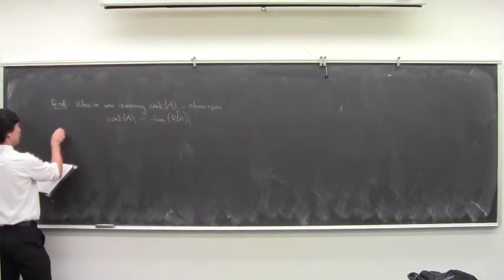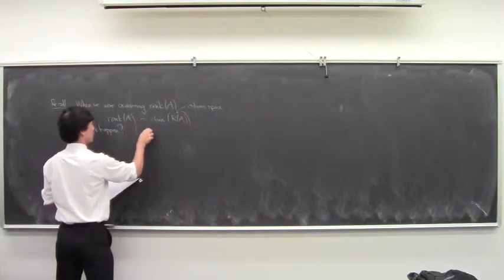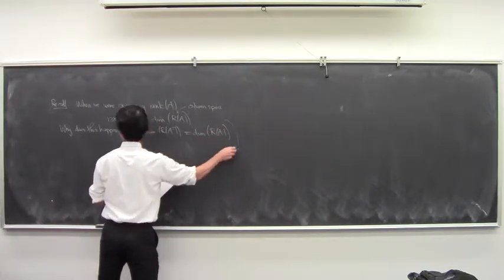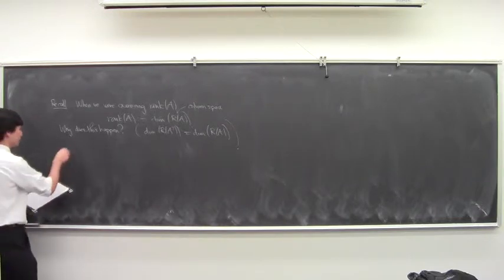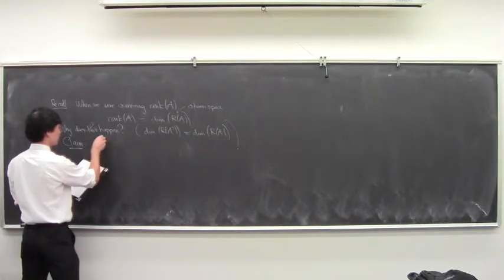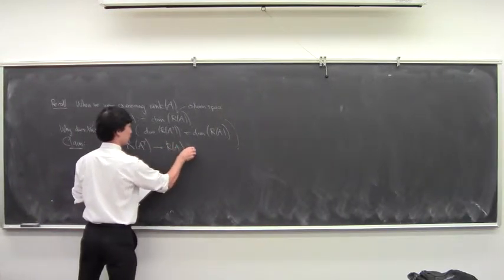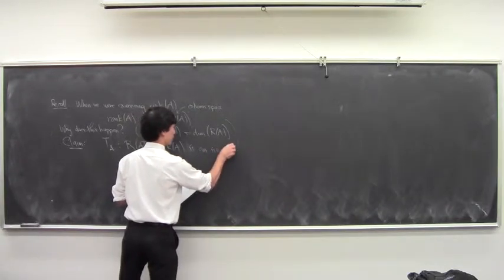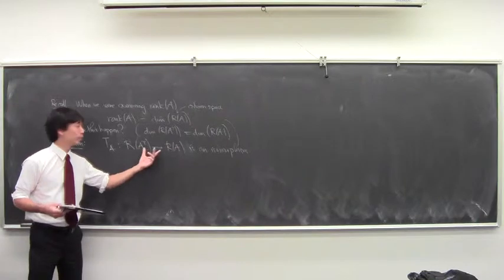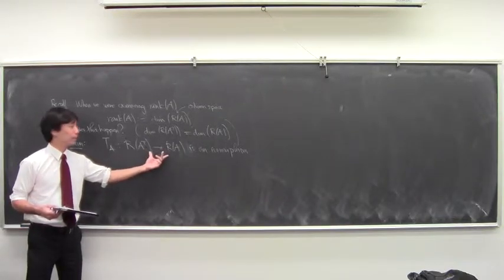So why does this happen? Why does the dimension of the range of A transpose equal the dimension of the range of A? And here's why. T sub A, as a map from the range of A transpose to the range of A, is actually an isomorphism. So the range of A and the range of A transpose are in fact isomorphic to each other via left multiplication by A. And being isomorphic tells us they'll have the same dimension.